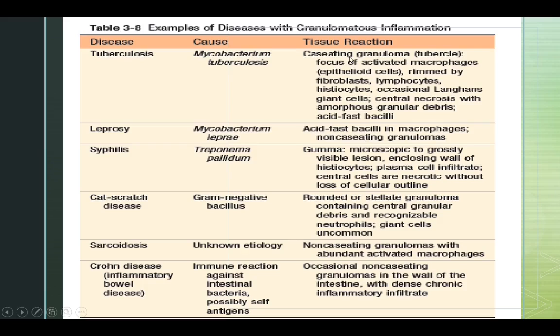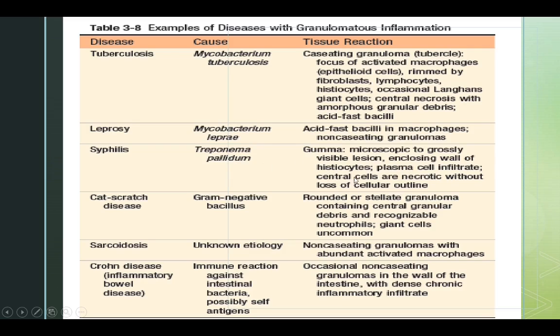There are some examples of diseases with granulomatous inflammation. As I told you, TB is the classical one, with caseating granuloma, a caseating type of necrosis, surrounded by inflammatory cells. Then leprosy is another example, in which there is non-caseating granuloma. Then syphilis, which is caused by Treponema pallidum, and which forms a gumma.